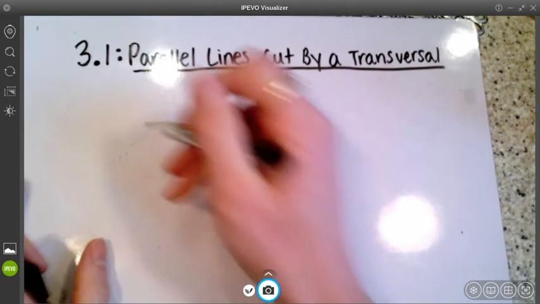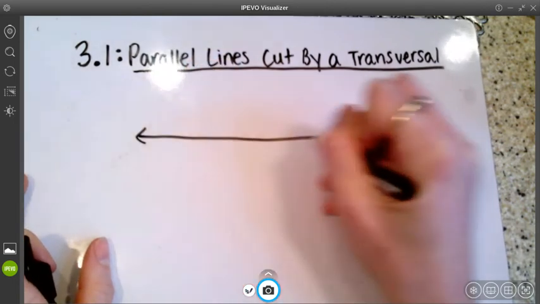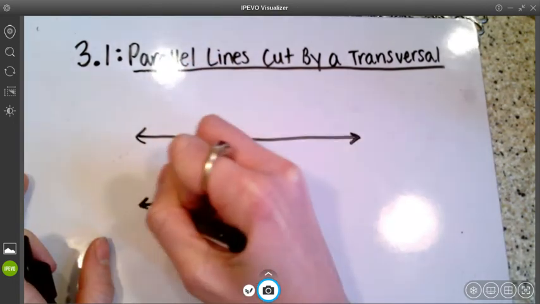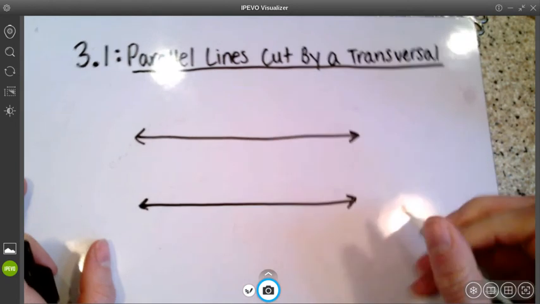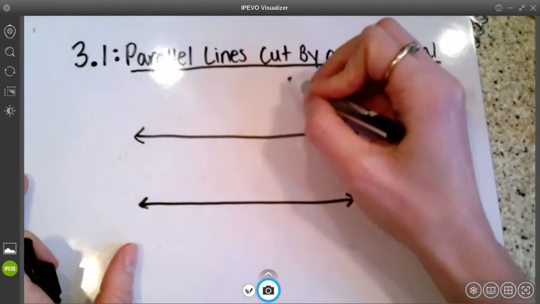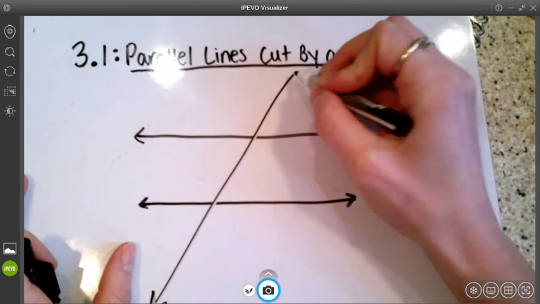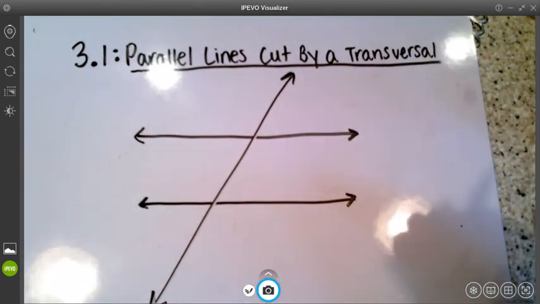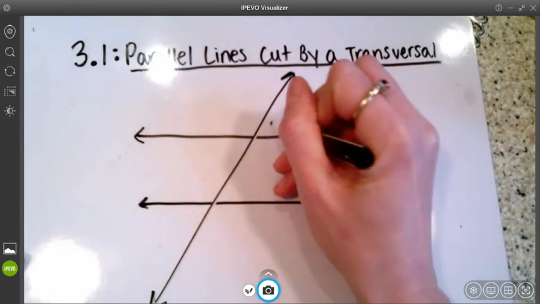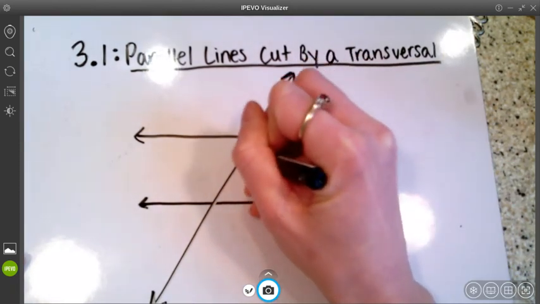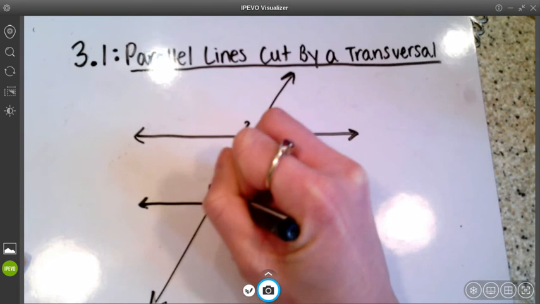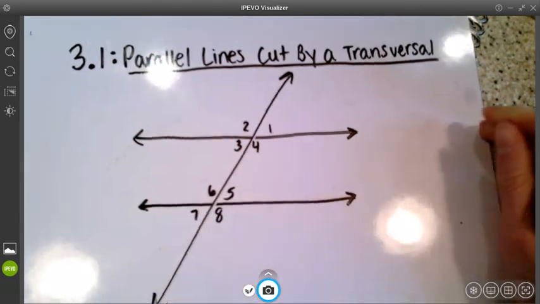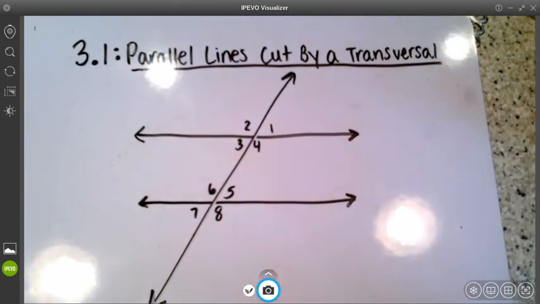So let's start by drawing two parallel lines, okay? And we'll draw a transversal, which is our line that intersects the parallel lines. And as you can see, it creates 1, 2, 3, 4, 5, 6, 7, 8 different angles. And actually, when I say different angles, what I'm trying to say is there's two different types of angles, okay?